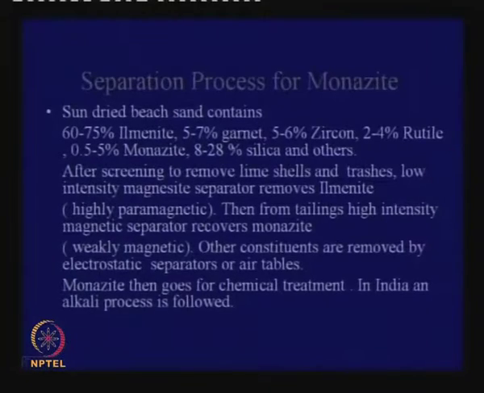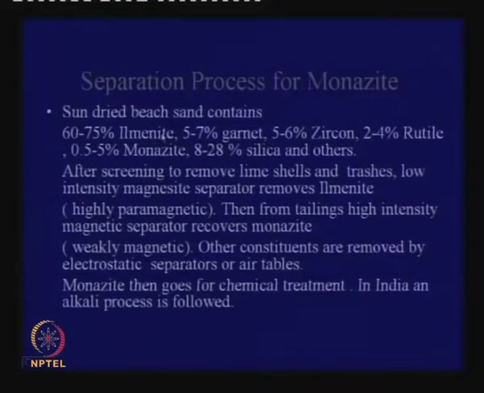The constituents are mainly first ilmenite, then there is garnet, zircon, rutile, monazite. It is this monazite which has the thorium. We have industries trying to extract TiO2 called synthetic rutile from ilmenite, and we also are taking out the monazite fraction for extraction of thorium. We are not working on extraction of titanium as yet, but the beach sands provide us an important source for TiO2 production and thorium production.